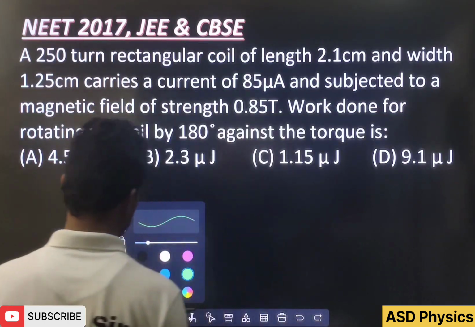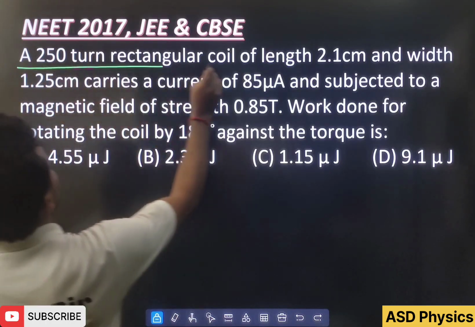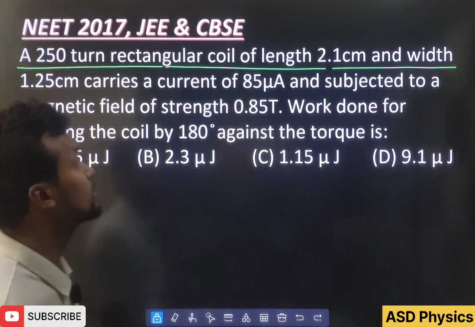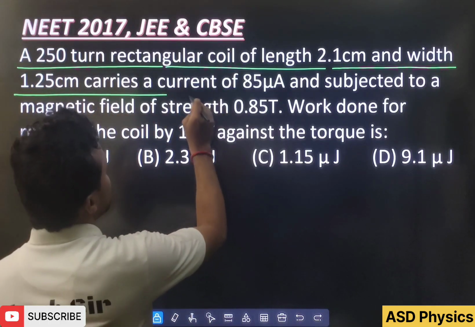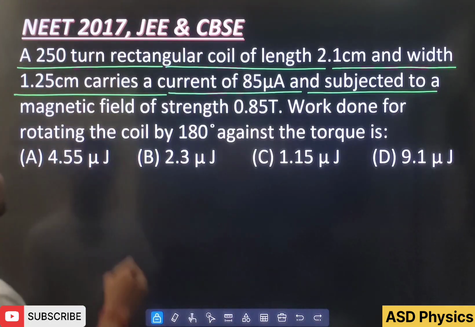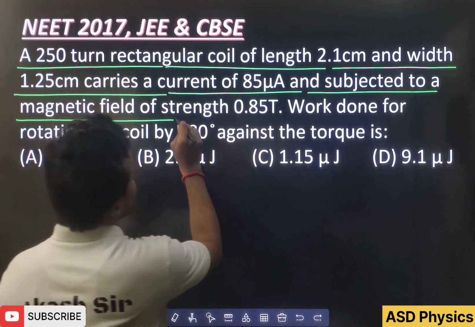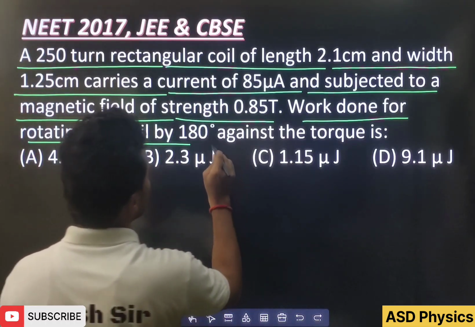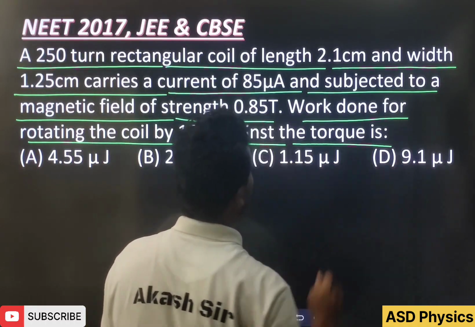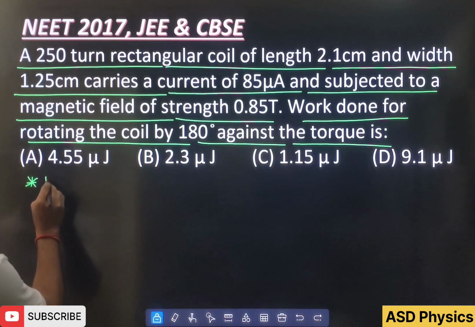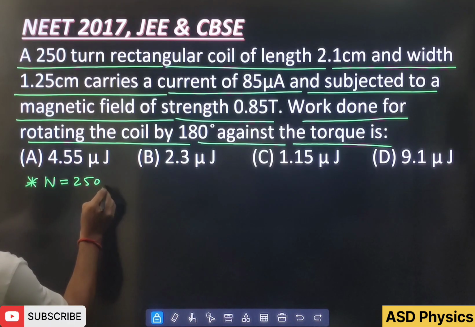Here you can see the next question is C. A 250 turn rectangular coil of length 2.1 cm and width 1.25 cm carries a current of 85 microampere and is subjected to a magnetic field of strength 0.85 Tesla. Work done for rotating the coil by 180 degrees against the torque is how much? We have to rotate 180 degrees. So first let's note down the data. How many turns are there? The turns given is 250.